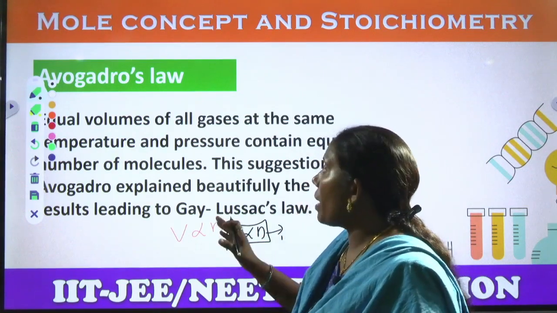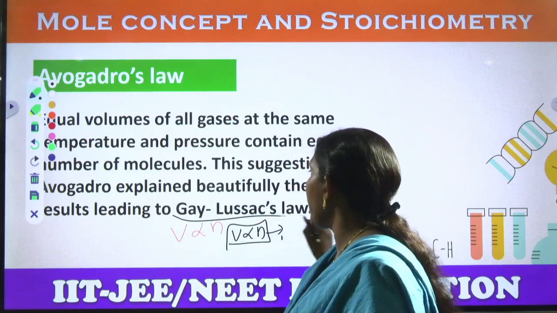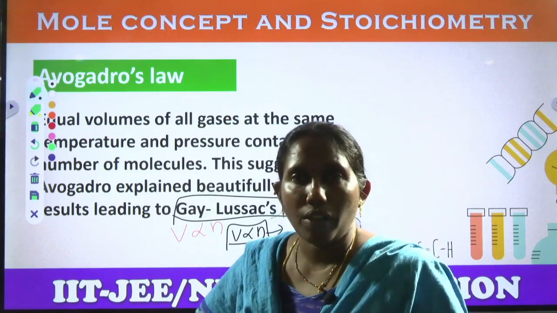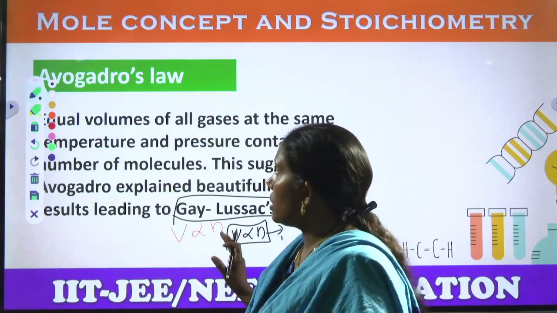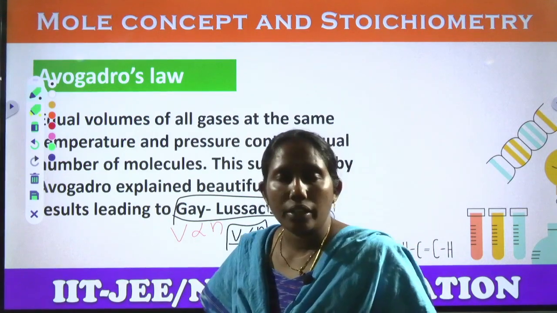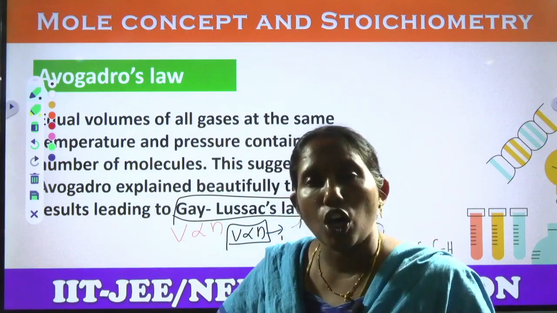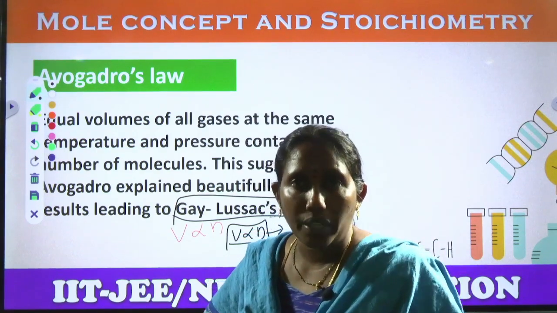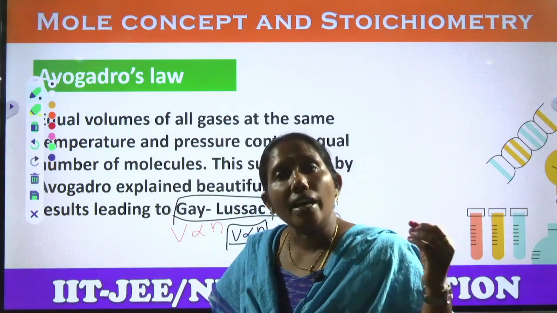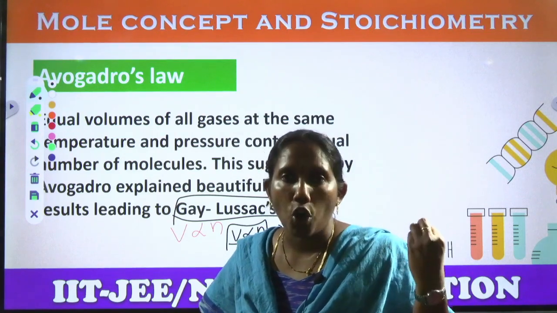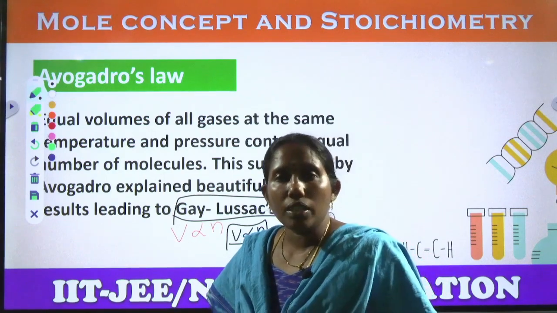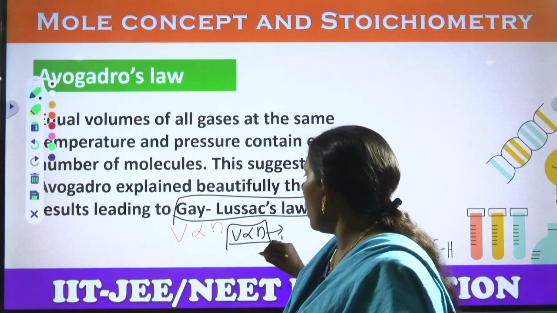This suggestion by Avogadro was explained beautifully by Gay-Lussac's law, which we will study later in the behavior of gases. So this is about Avogadro's law. At a constant temperature and pressure, the volume of a given mass of gas is directly proportional to the number of molecules or number of moles present in that gas. Always it will be the same. This is called Avogadro's law.